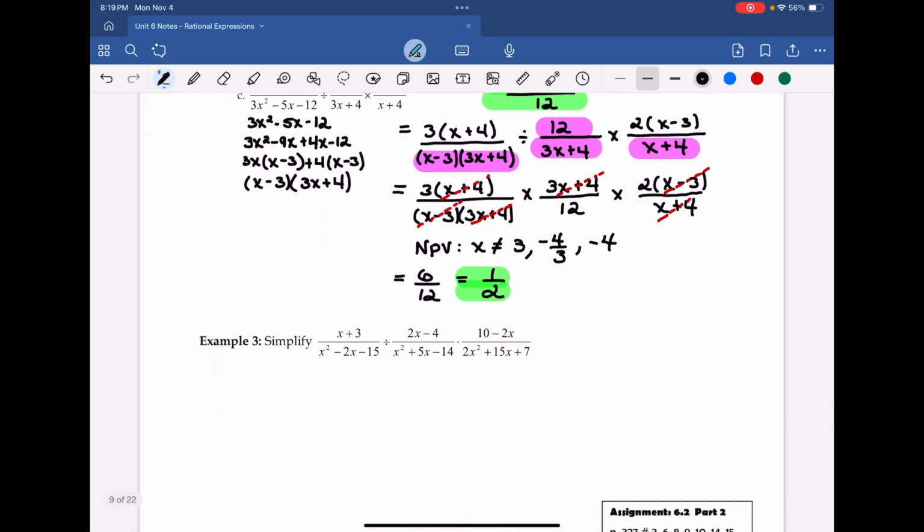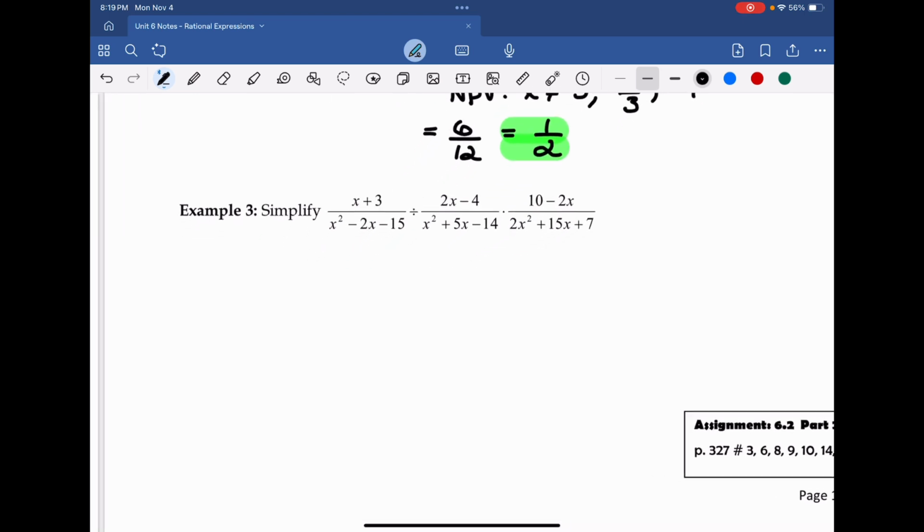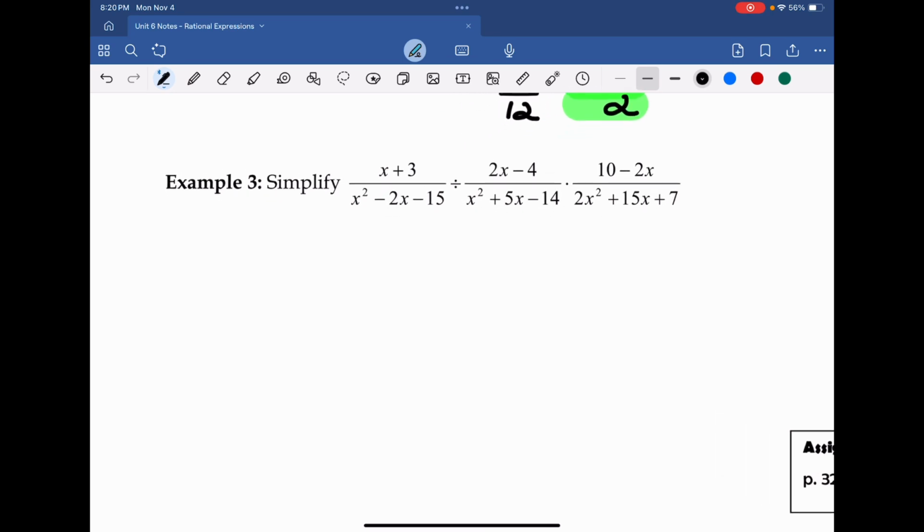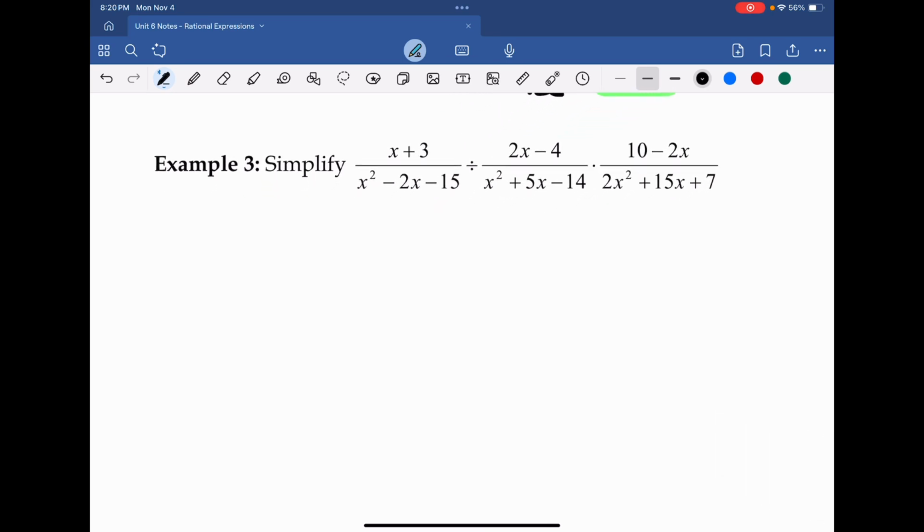Okay, last problem we're going to want to focus on is this one here. Simplify this one. Now, this requires a ton of factoring. So what we're going to do is just work through this step by step. And what I might do is even combine some steps just to help us simplify this a little bit as we go.